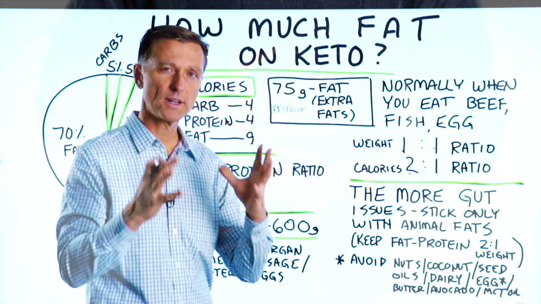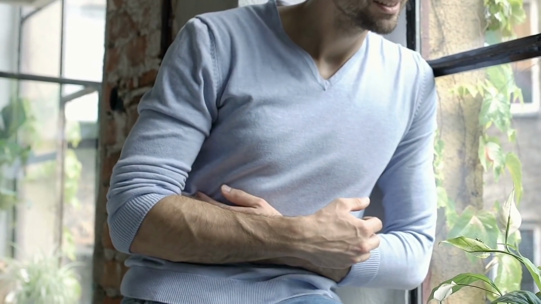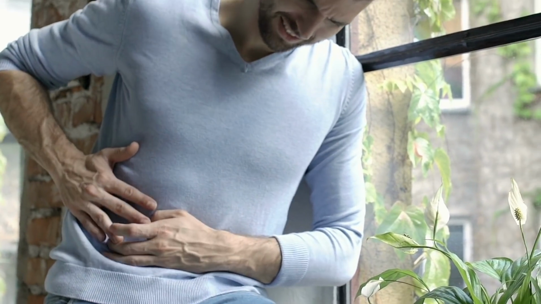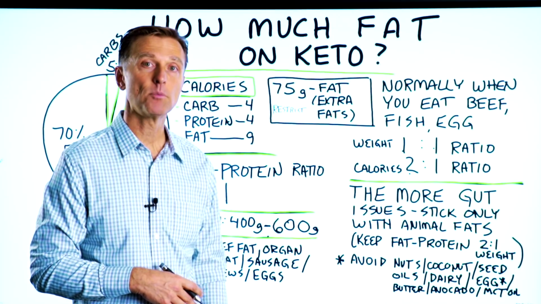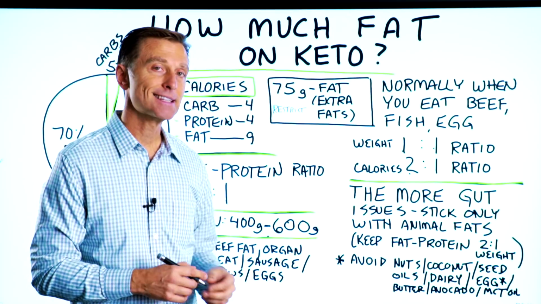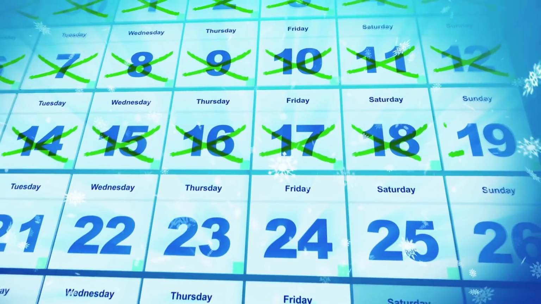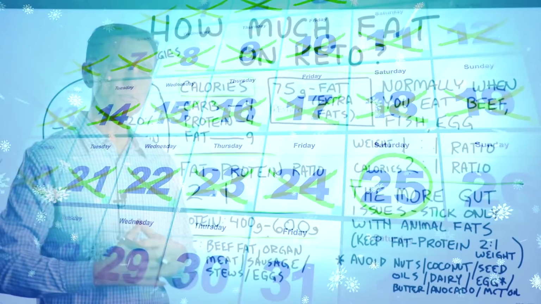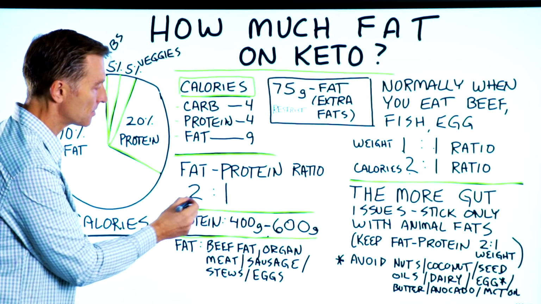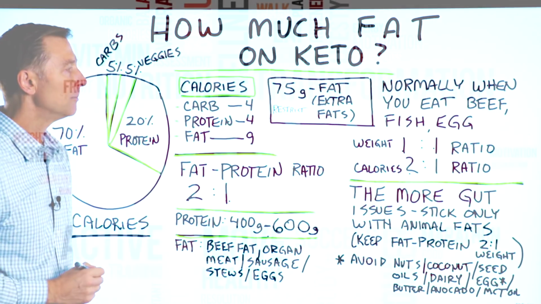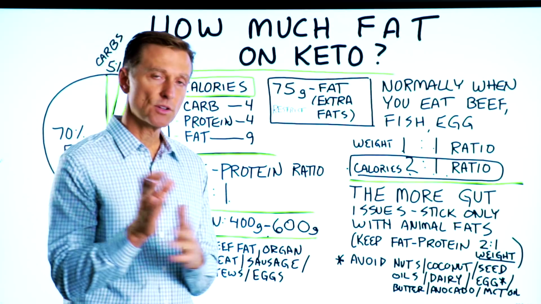So I want to make an important distinction. People with gut issues have a lot of inflammation. And the more gut issues someone has, the more they should only stick with animal protein and fat, as in the carnivore diet, at least for a while, for some months, to heal the gut. If you don't have a gut issue, I still recommend you do your fats to protein 2-to-1, but in calories. It's not easy, but you can do it.